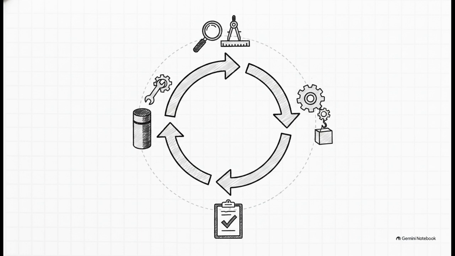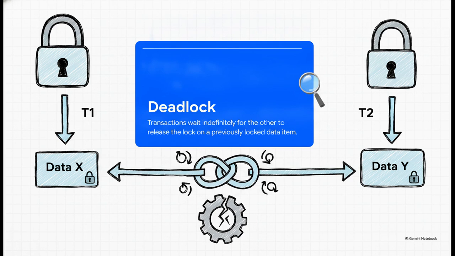The key word you need to remember here is iterative. It's an ongoing process of creation, enhancement, and eventual replacement that sits right within the broader systems development lifecycle of your entire software project. Once your database is operational, you're going to face the chaos of concurrency.